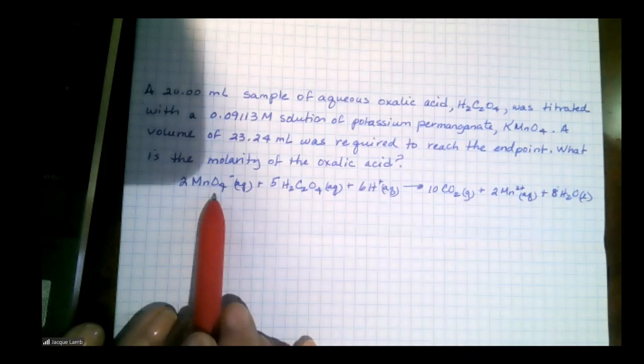times the molarity, which is 0.09113 molar. That's going to give me 0.0021178, and I'm going to carry an extra significant digit because I want my answer in 4 significant digits. This is how many moles of MnO4 minus were added. I'm going to have to multiply that from the stoichiometry of the reaction. 2 MnO4 minus reacts with 5 oxalic acid.